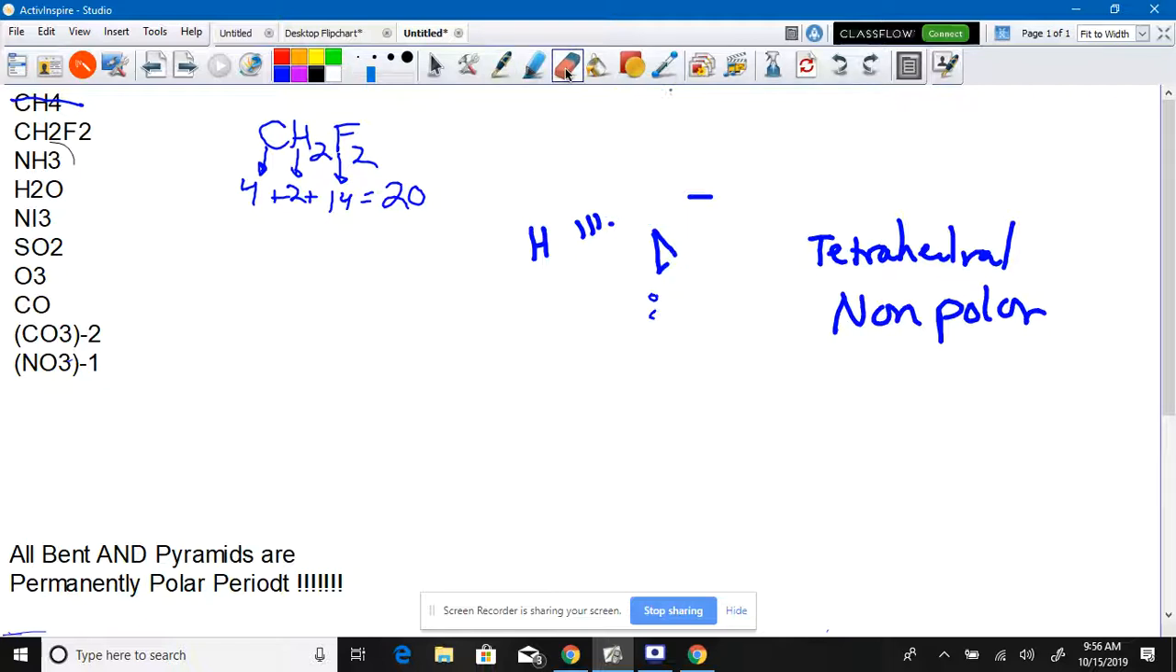Carbon is always in the middle. Carbon's always in the middle, Amber. It's a rule. Period. Hydrogens are always on the outside. Period. Never change. Repeat that back to me. Carbon is always in the middle. Hydrogen is always outside.